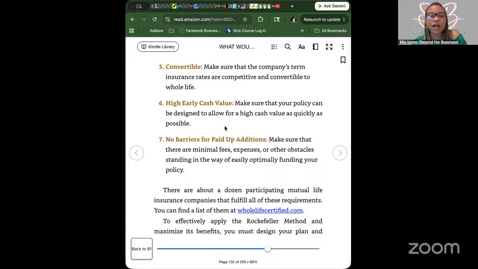The other thing is high early cash value. How soon can you access the cash? I already gave you some tips on how to get high early cash value. And then, no barriers for paid up additions. Paid up additions are only for whole life, so that's important for you to know. These are some things to think about when you are considering your policy, or the companies to work with.